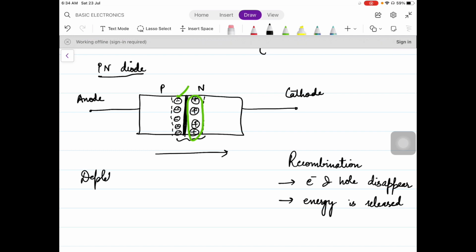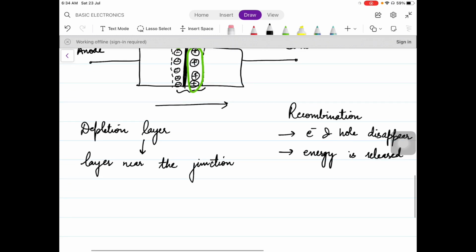Basically, depletion layer is the layer near the junction. One thing you must write down is that it is the layer near the junction. Second thing, it does not contain any charge carrier. That means you need to tell that it does not have any charge carrier.